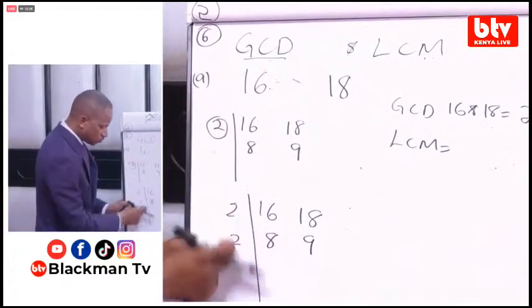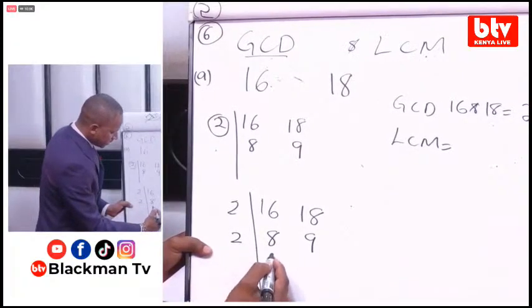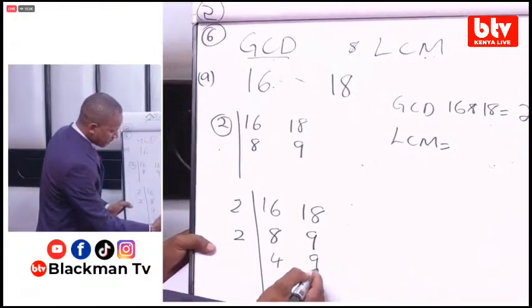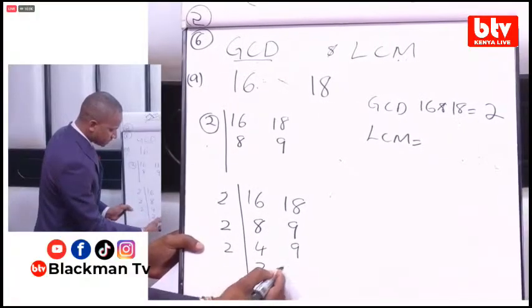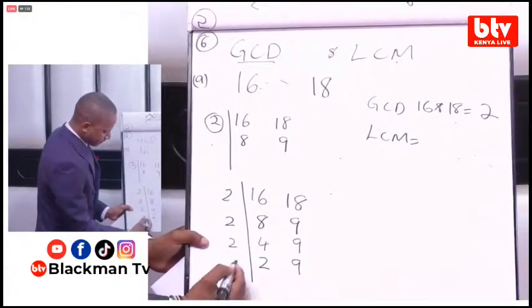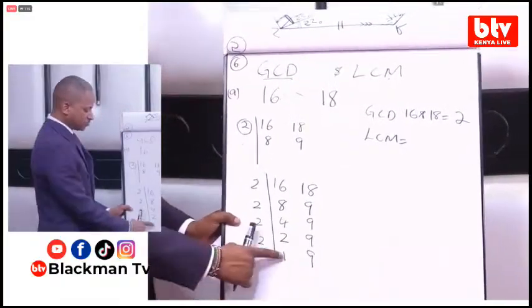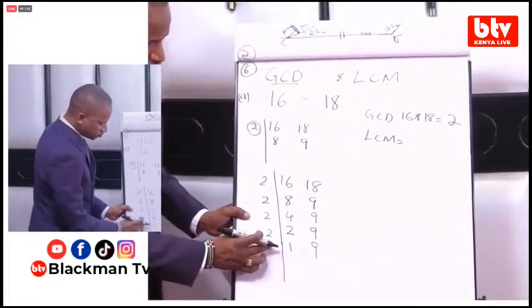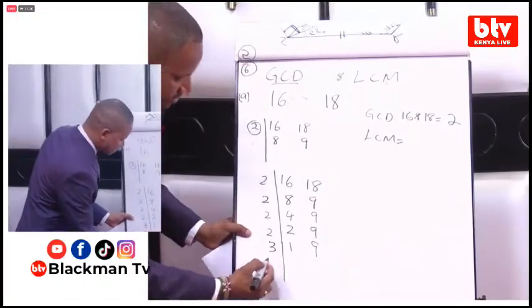But the least, you go up to the least number. So 2 goes into 8 4 times, you drop 9 down. Then 2 goes into 4 twice, you drop 9 down. Then 2 goes into 2 once, you drop 9 down. The moment you remain with 1 here, now 2 can go into 9, but there will be a remainder, so you avoid it. You go to the next number, which is 3.